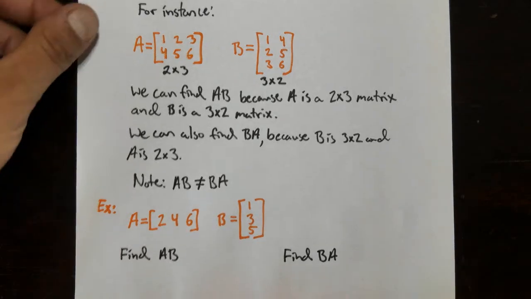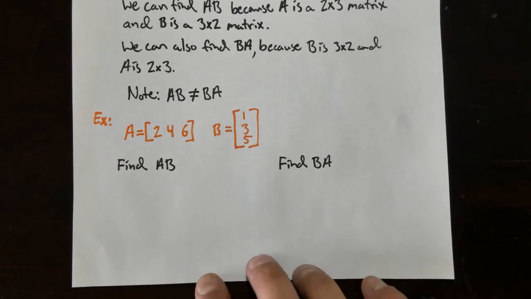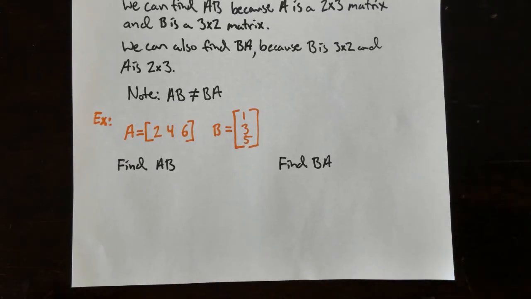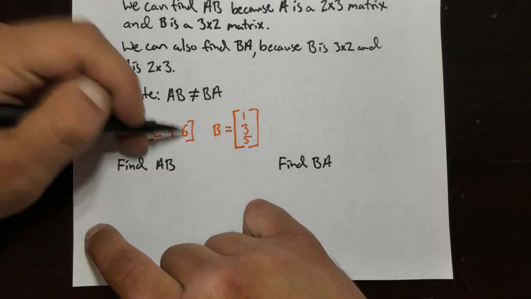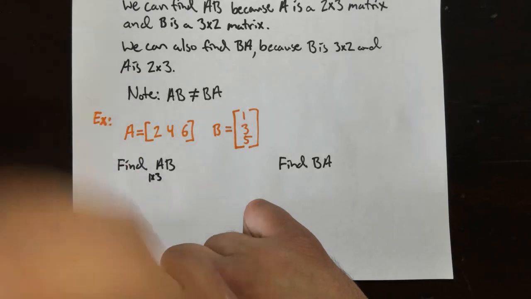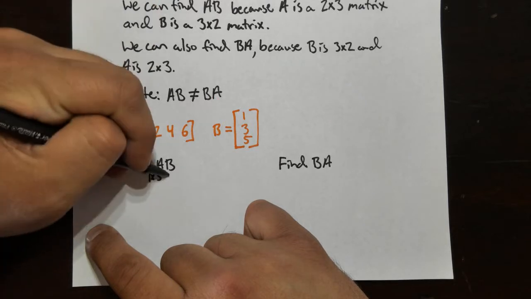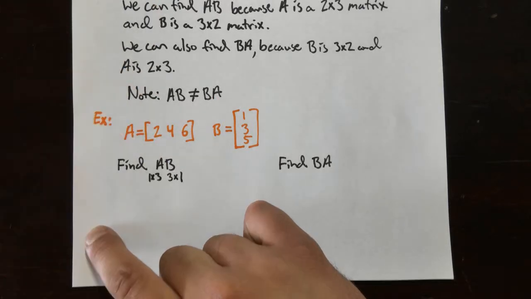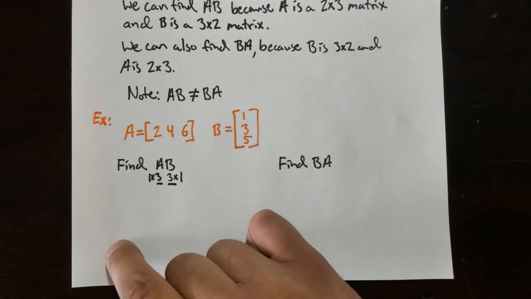So let's go ahead and go through some examples. Let's find AB first. Well, what is A? A has 1 row and 3 columns, so A is a 1 times 3 matrix. And B has 3 rows and 1 column, so B is a 3 times 1 matrix. Because these two numbers are the same, we can go ahead and multiply them.